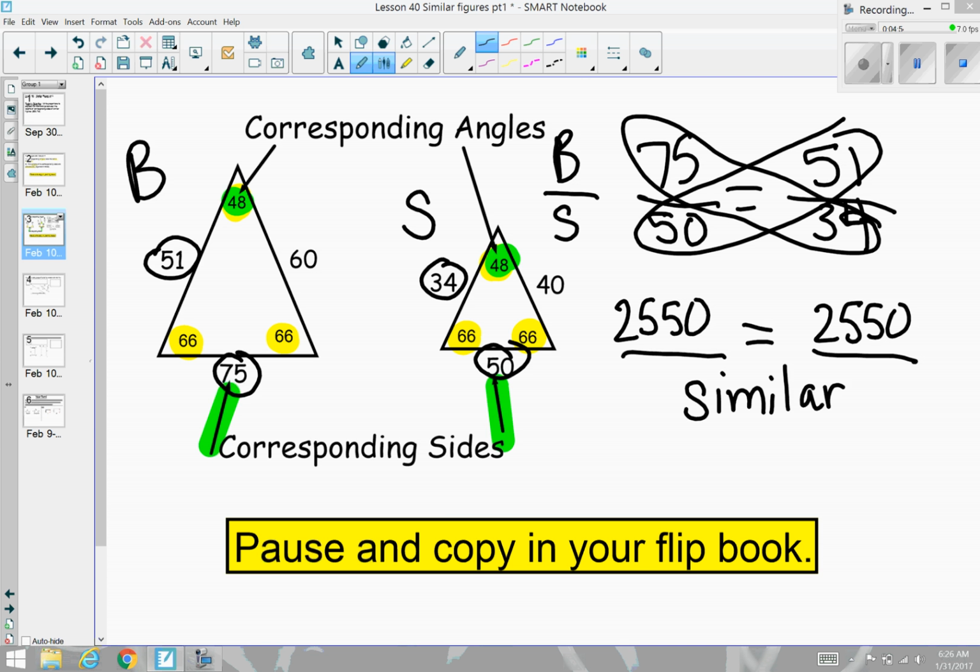Go ahead, pause the video, and copy all of this information underneath your definition into your notebook.